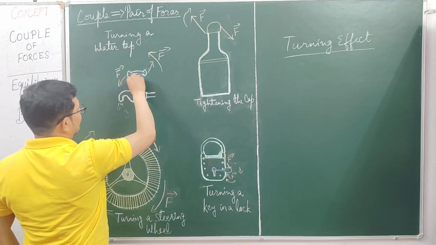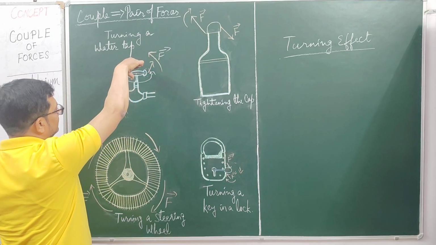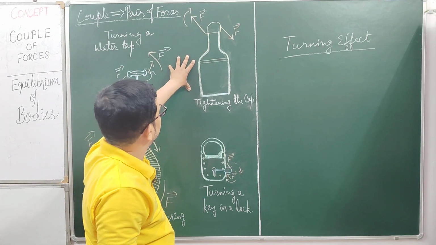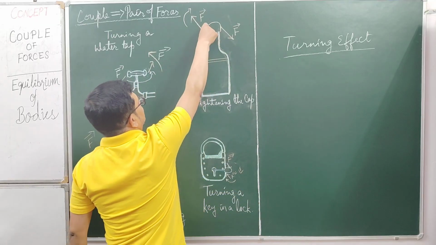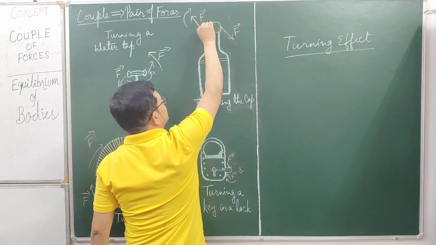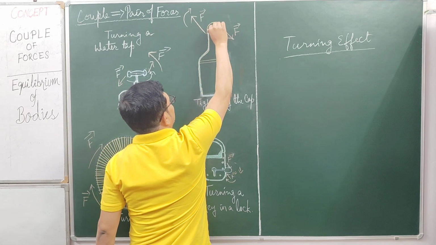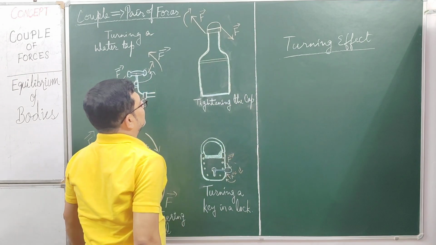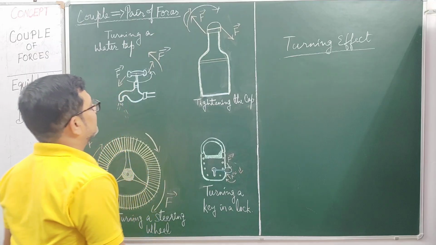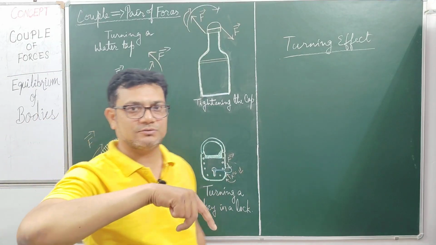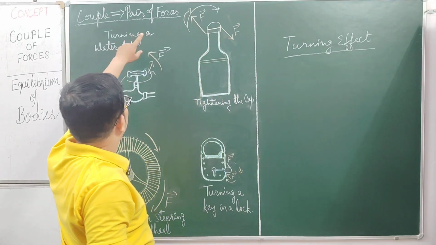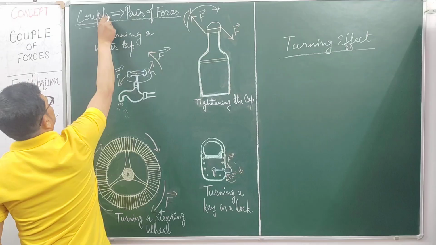Eventually you find that you are able to rotate the tap. Similarly, when you try to open a bottle, you see the cap here, you apply a force in this direction, and the other finger applies a force in the opposite direction, not in the same line. So there is always a distance between the points of application of both forces, and the resulting effect is that it turns, and you are able to open or close the bottle. It's the rotational motion happening because of two forces that we call a pair of forces, and this pair of forces forms a couple.